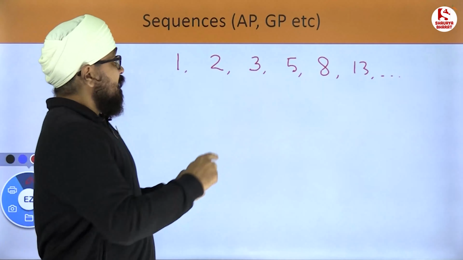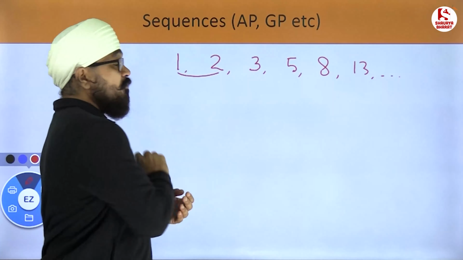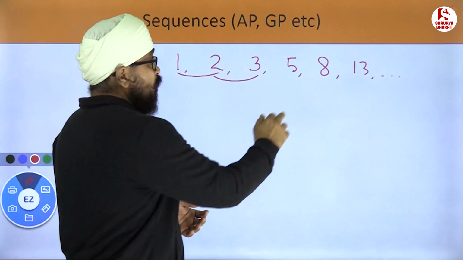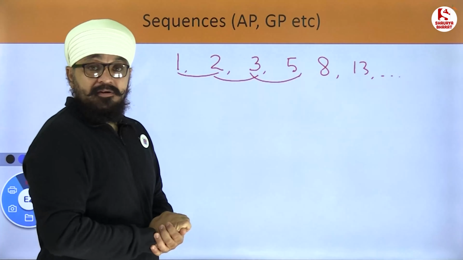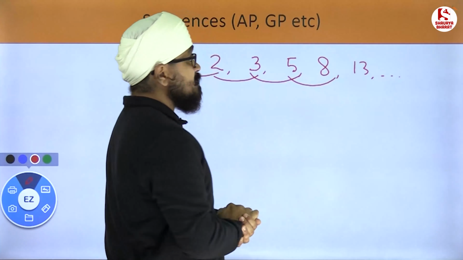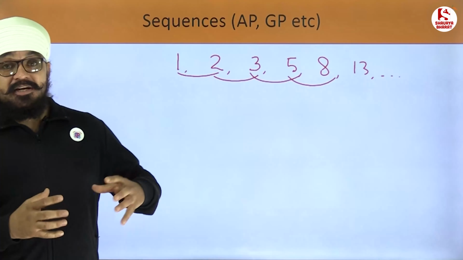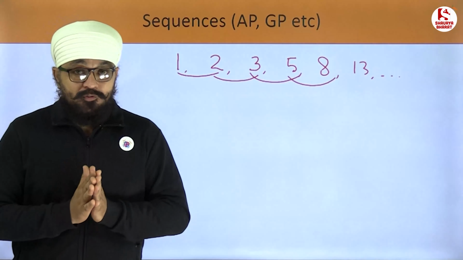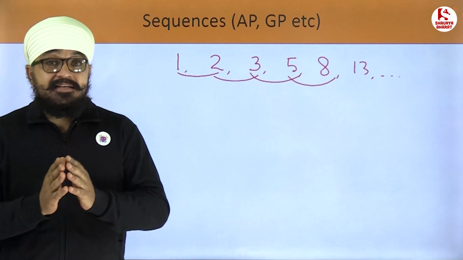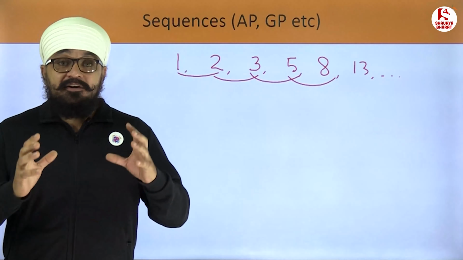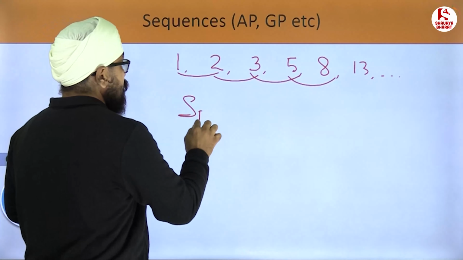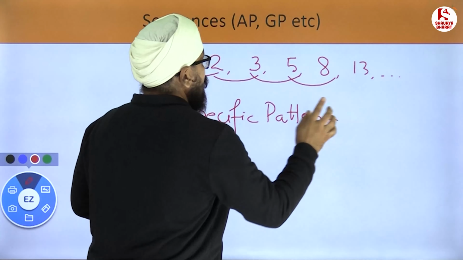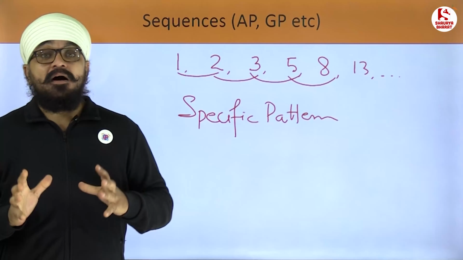The logic for this particular third number is the addition of the previous two numbers. For 3, it is the sum of 1 and 2. For 5, it is the sum of 2 and 3. For 8, it is 3 and 5. Then subsequently, continuing with this, we will get the next term. Such a collection of numbers, we say it is a sequence. Now, when we go for a sequence in which there is a specific pattern, we say it is known as a progression.